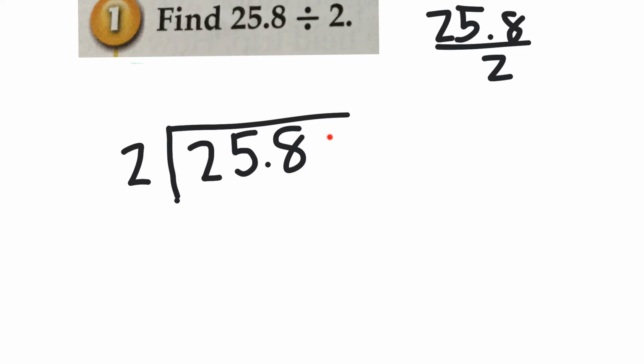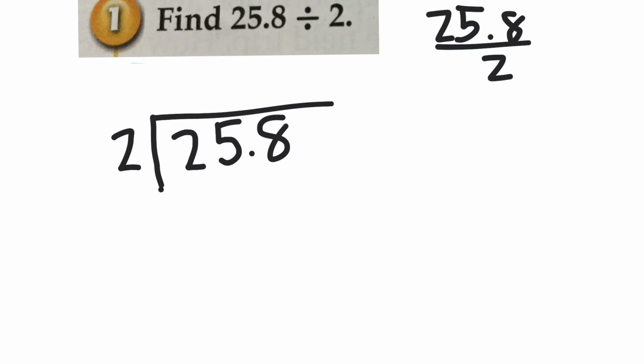Now, our number inside has a decimal, and that's fine. My number outside, when we divide, we never want it to have a decimal. Okay, so right now it doesn't, so we're set. We can just begin our division like normal. So can 2 go into 2? Yes. How many times? 1. 1 times 2? 2. We subtract, we get 0, and we're going to bring down the 5.